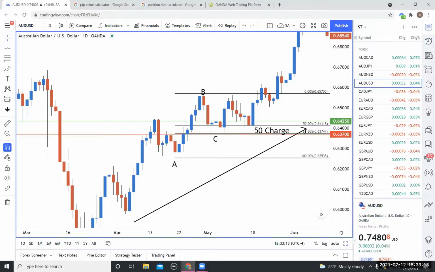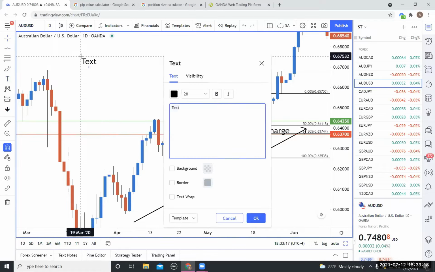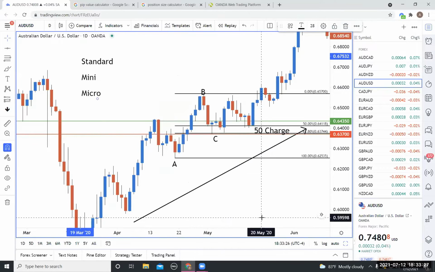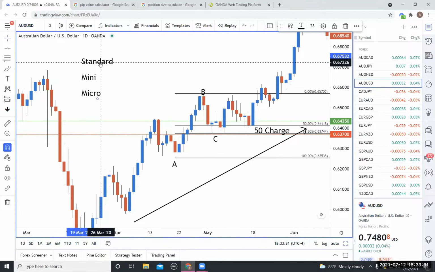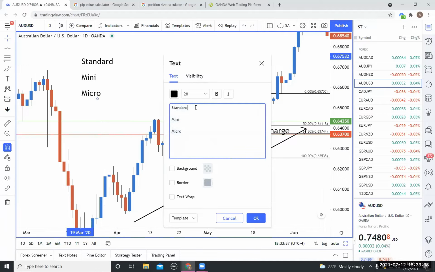And the conventional lot sizes that we see are standard, a mini, and a micro, right? And all of these are lot sizes. So you could say standard lot, mini lot, micro lot. I'm just abbreviating them here. And for a standard lot, the amount that makes up that lot is 100,000 units, right?